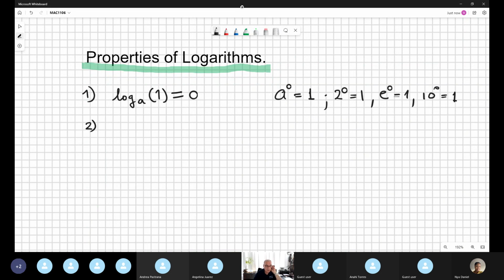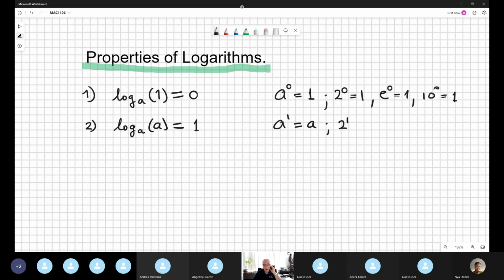Number 2, logarithm of any base of the same number. So when there is a perfect coincidence between the argument of the logarithm, that is the number inside the parentheses, and the base, that is the small number indicated here, the answer is 1. To understand it, you convert to the exponential. The base is A, the exponent is 1, is equal to A. It's obvious, right?